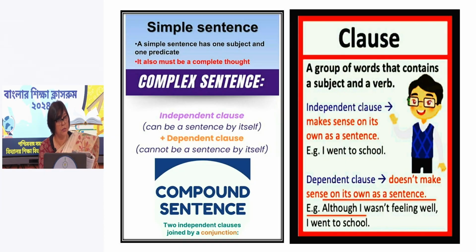And then again, what is a compound sentence? A compound sentence is one in which both clauses are independent. There is no dependent clause. Two independent clauses are joined by a conjunction. It may be but, it may be and, it may be so. There are some conjunctions with which you attach two independent clauses together.